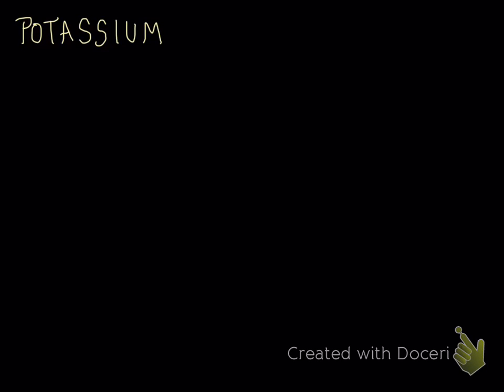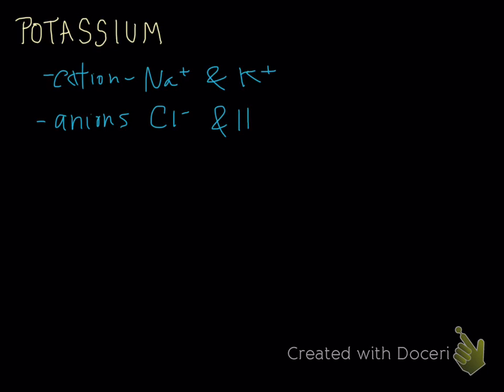So this first potassium lecture is just a little bit of a review, an informative overview on potassium. The cations in the body, and cations are the positive guys, are sodium and potassium, right? And the anions are chloride and bicarbonate. We haven't really talked about bicarbonate other than when we talk about TCO2. So that's the first thing to realize.